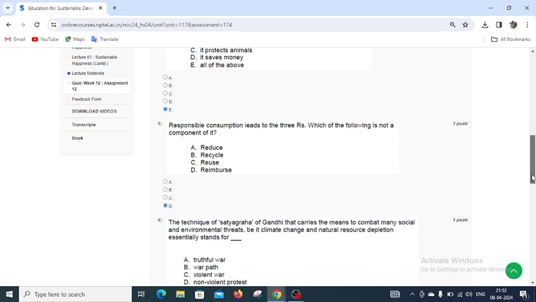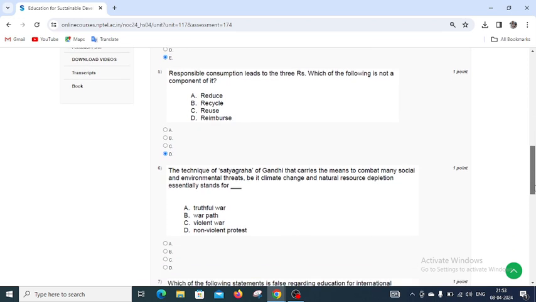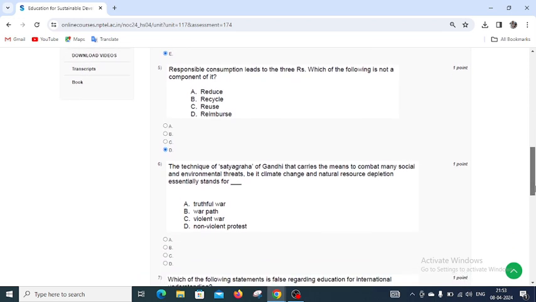The technique of Satyagraha of Gandhi that carries the means to combat many social and environmental threats, be it climate change or natural resource depletion, essentially stands for non-violent protest. That is, D is the right answer for question number 6, non-violent protest.